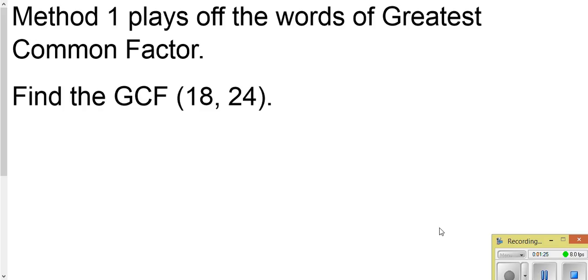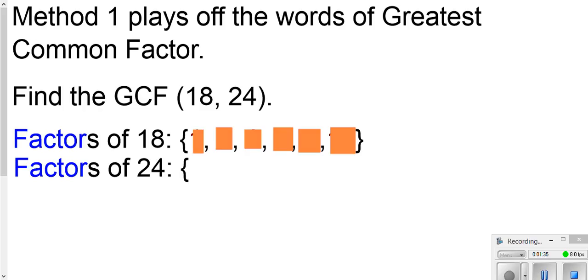So let's go ahead and try to find the greatest common factor of 18 and 24. This first method plays off the words of greatest common factor, so we're going to start out with finding the factors. We're going to find the factors of 18. I'm going to do these in factor pairs. I know that 1 works, and 1 and 18 is a factor pair. The next number up from 1 is 2, so I'll try that.